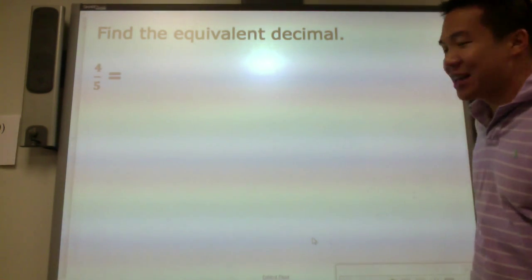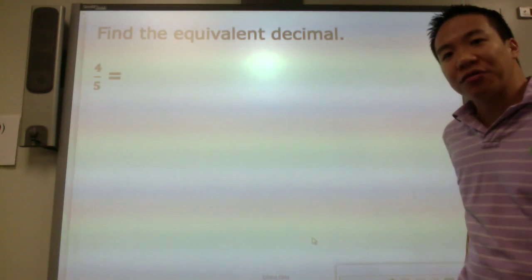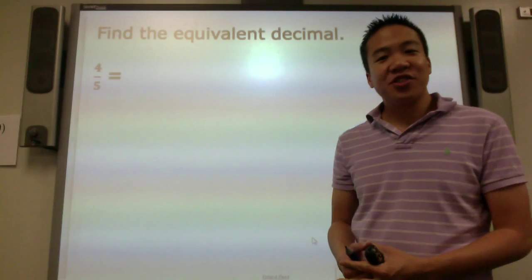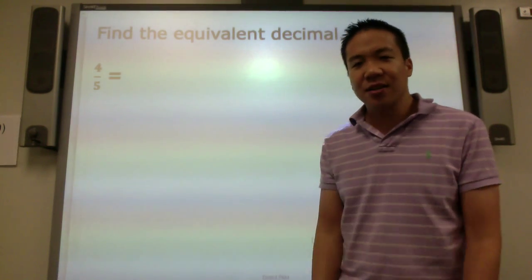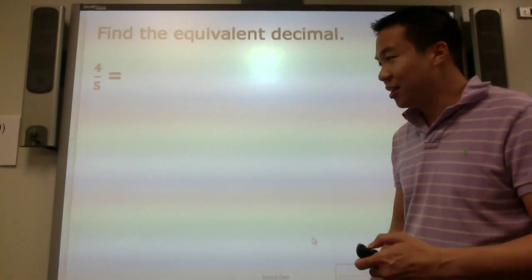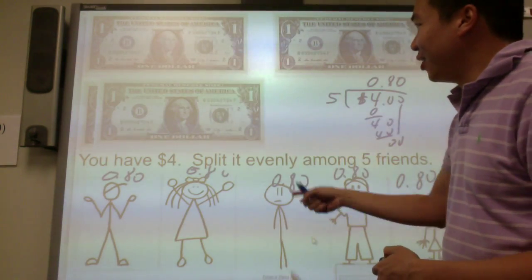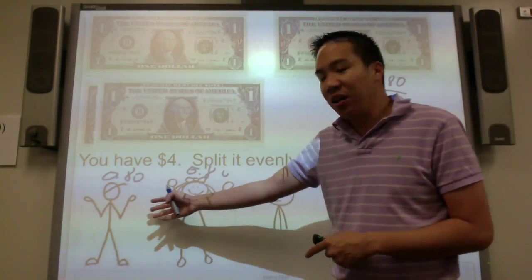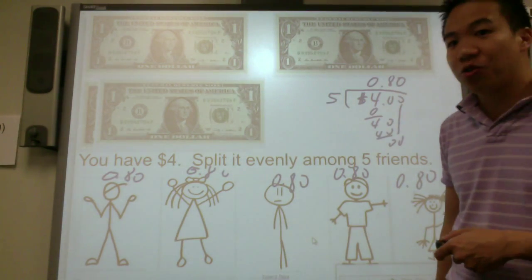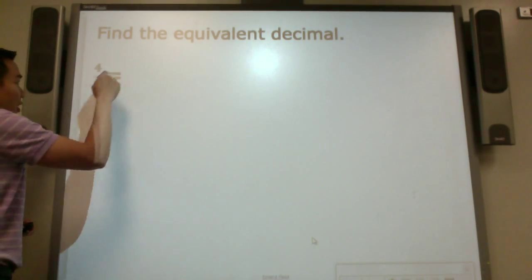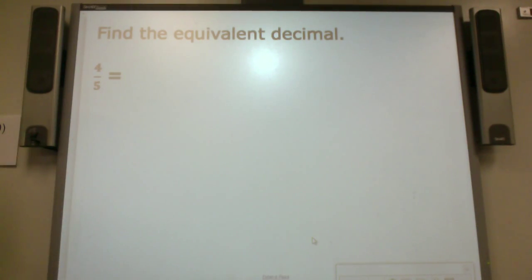Find the equivalent decimal. Turn the fraction 4/5 into a decimal. You're going to sit here and say, you can't do that. I don't know how to do it. We kind of just did. You realize it? You have 4, and you're dividing it among 5 friends into 5 parts.